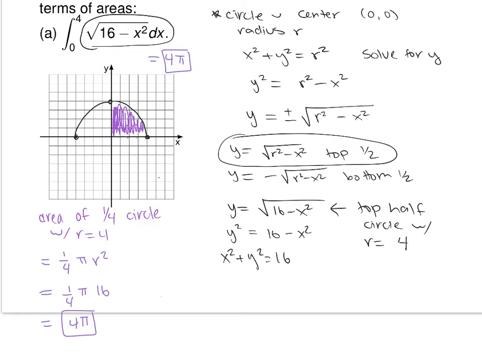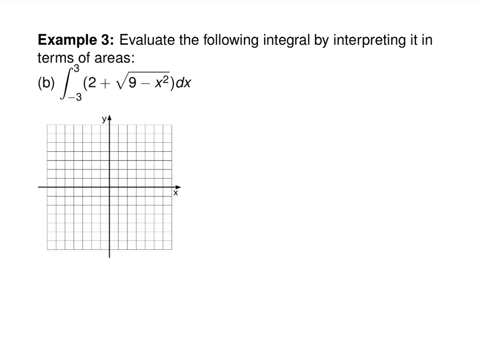Okay, part B, if you look at part B, what's the thing that messes you up? The 2. So you can do this 2 ways, okay? Way 1 is you can graph this picture, the root 9 minus x squared. What does that look like? It's not like what we just did, right? It's a semicircle.